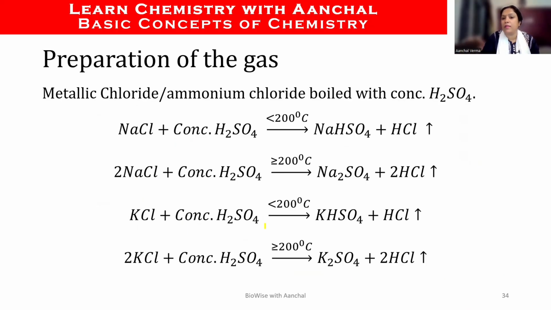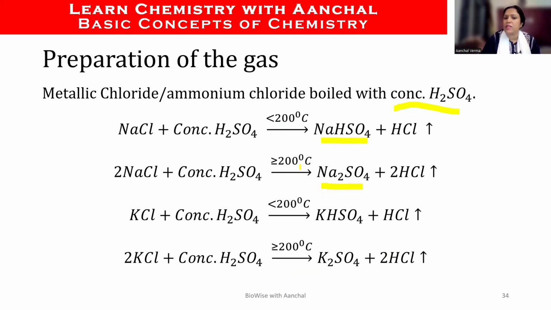How is it prepared? It is prepared when a metallic chloride or ammonium chloride is boiled with concentrated sulfuric acid. So here you can see NaCl when boiled with H2SO4 at a temperature less than 200 degrees centigrade, you have the formation of bisulfate. But when the temperature is greater than or equal to 200 degrees centigrade, you have the formation of sulfate. So this is the temperature difference.